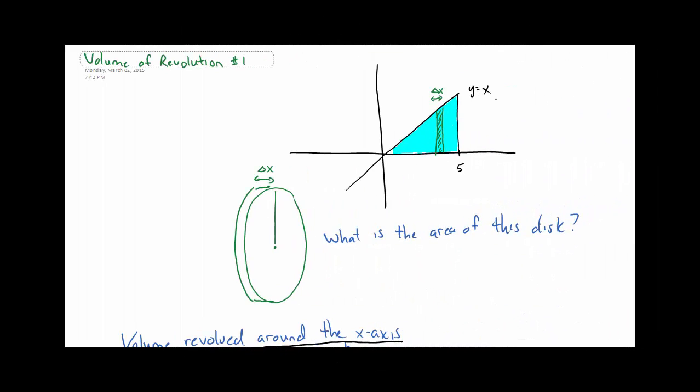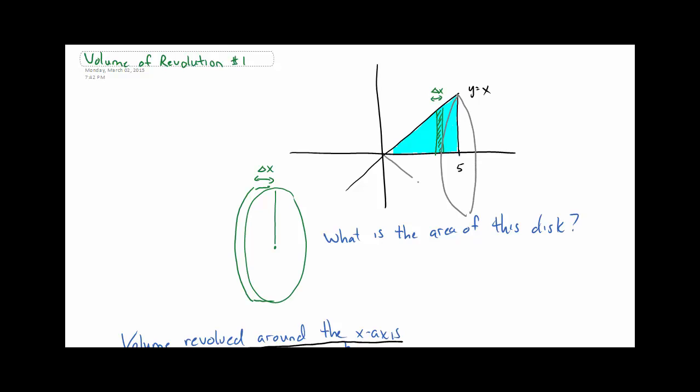So we're going to start with a very simple example of y equals x. And we're going to look at the area between y equals x, the x-axis, and the line x equals 5. If we were to revolve this around the x-axis, what shape would we get?